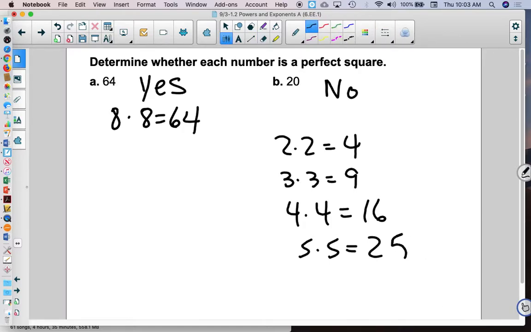Okay, so 20 is in between there, isn't it? There's no whole number that's going to multiply by itself to be a perfect square. That's how I can find it if I don't know. Like if I give you the number 88, is it a perfect square or not? We're going to see if you can catch on to what I'm saying.